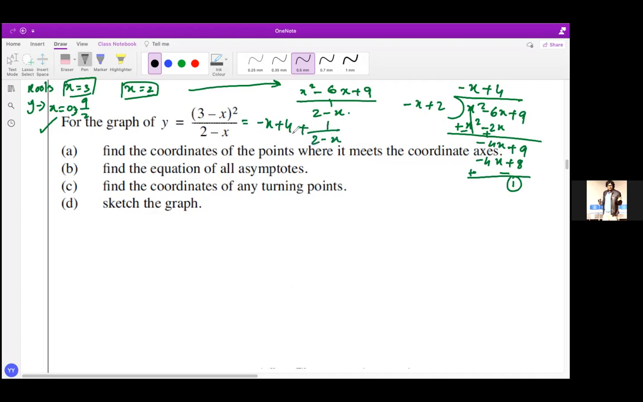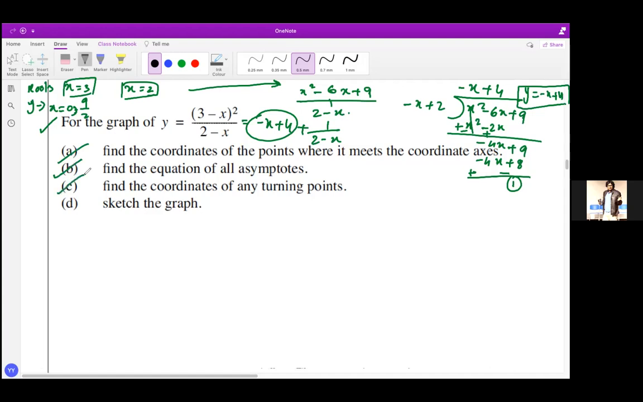Now basically it's like your quotient plus remainder over divisor. So that's your function. Now, as you know, the oblique asymptote is the quotient itself. So y is negative x plus 4, that's your quotient. y is negative x plus 4. So that's your oblique asymptote as well.